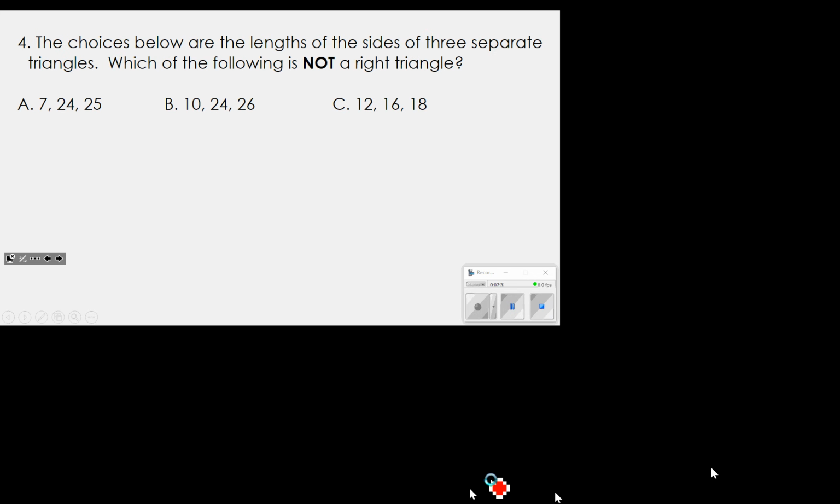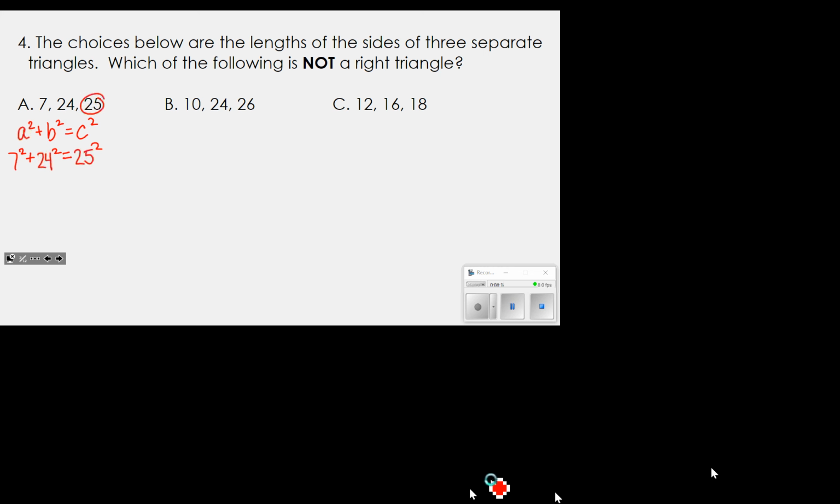So question number 4. The choices below are the lengths of the sides of 3 separate triangles. Which of the following is not a right triangle? So we have to show our work, and I know that the converse of the Pythagorean theorem says that A squared plus B squared has to equal C squared, or it is not a right triangle. And I know this one is my C, so I'm going to put the 25 squared there because the C is always the largest. And then I can do 7 squared plus 24 squared, and that's going to equal the 25 squared.